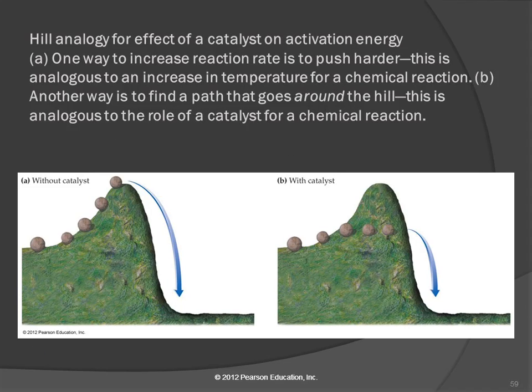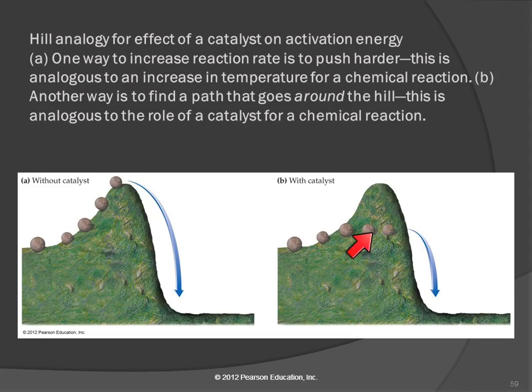So your book uses a hill analogy. So we've got these, it doesn't really give them a name. We'll call them boulders. So you're trying to get these boulders to fall down this cliff. But there's this hump here. And so you're pushing the boulders up the hill. One way to increase the rate would be to push harder. So just work harder and push harder. That's equivalent to increasing the temperature.